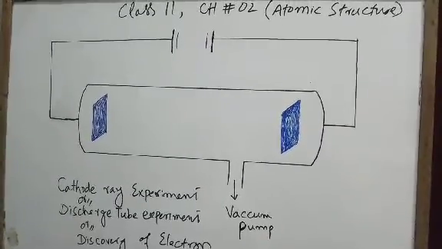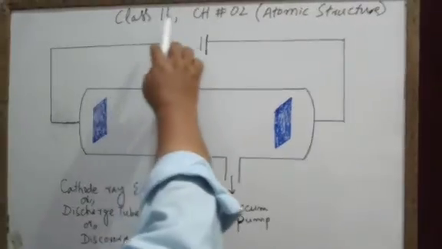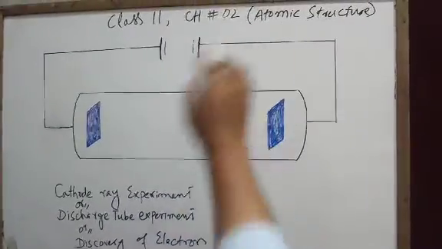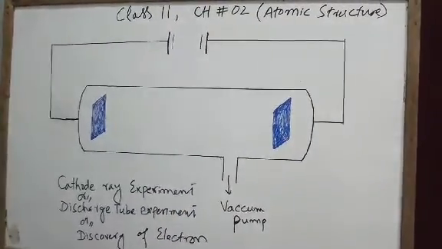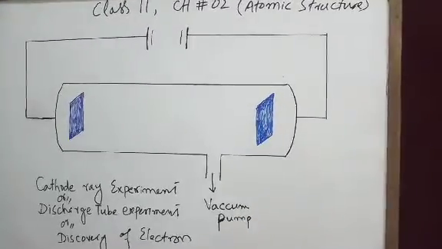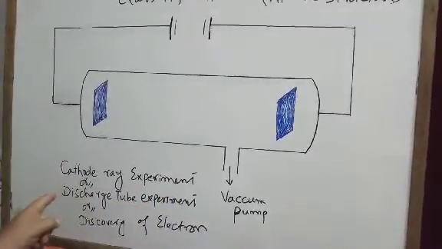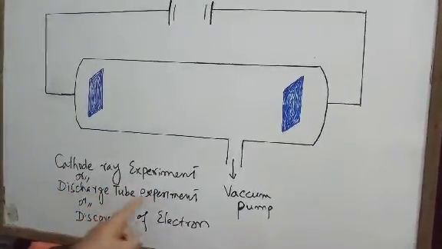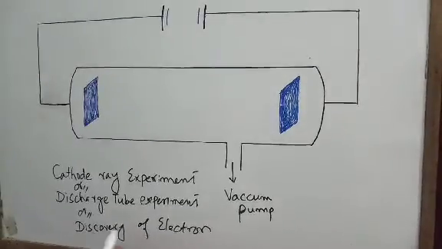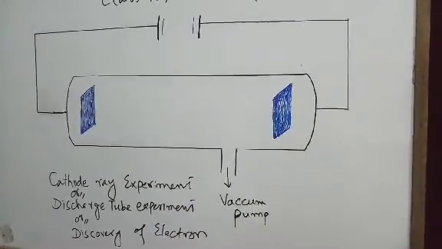Today, my lesson is about class 11, first year, chapter number 2, atomic structure. This is the first topic of this chapter. The title of this topic is cathode ray experiment, or the discharge tube experiment, or discovery of electron. You can have any one of these questions in the exam.